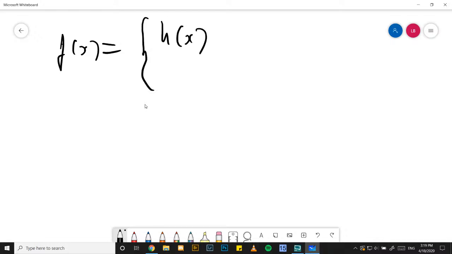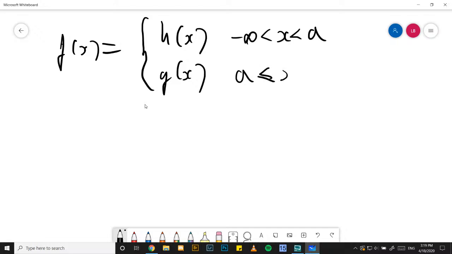So for example, if we had a function f of x, which is equal to h of x from negative infinity to a, and g of x from a to positive infinity. Given these conditions, what you want to make sure is that you have continuity and differentiability. So you want to make sure that h of a is equal to g of a.